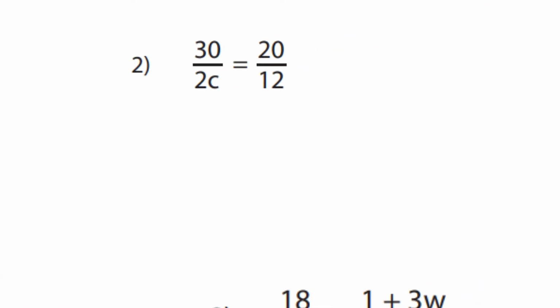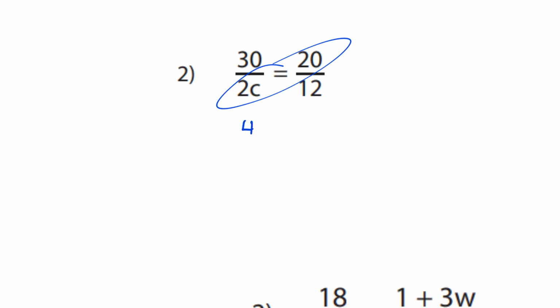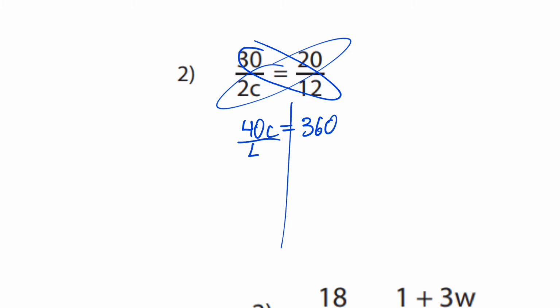Okay, number 2, let's cross multiply. 2c times 20 is what? 40. It's 40c. And then 30 times 12 is what? 360. It's 360. Divide both sides by 40. So that gets c by itself. And 360 divided by 40 is what? Is 9.